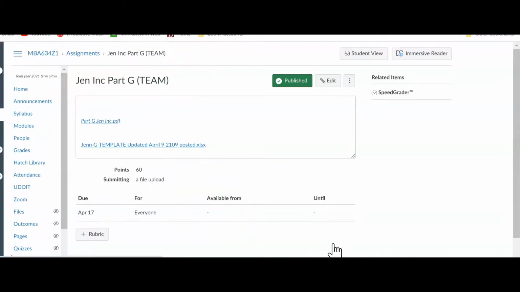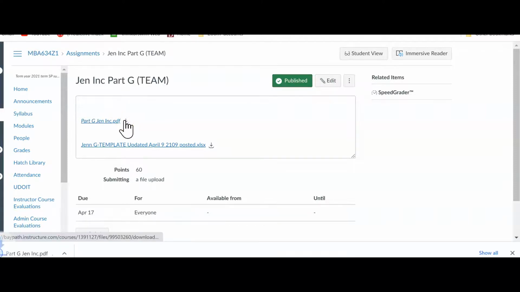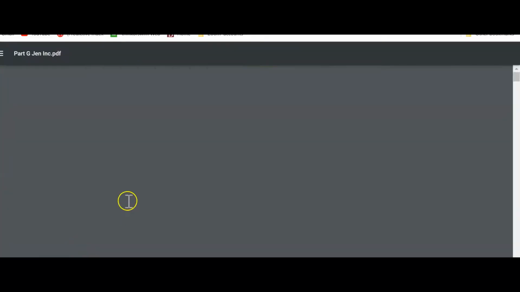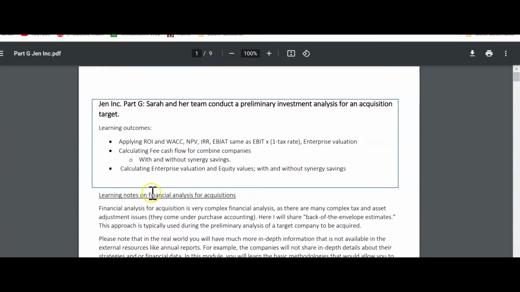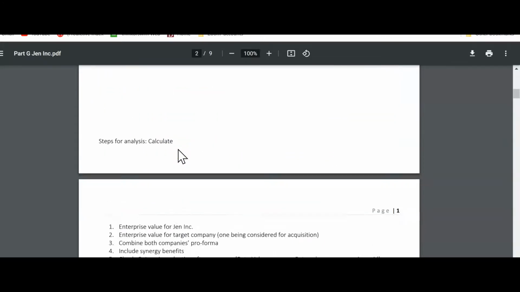Then we have in here the Part G. As I mentioned, the Part G information, Excel file that you will need is also there. You know, the PDF is also there. And I will just kind of show you, again, as most of these Gen Inc. case studies, the reason I created this is for your learning. So I provide you with a lot of notes, starting with what you're going to apply. Some learning notes on financial analysis acquisition. Read it. I think you're going to find it very, very helpful.